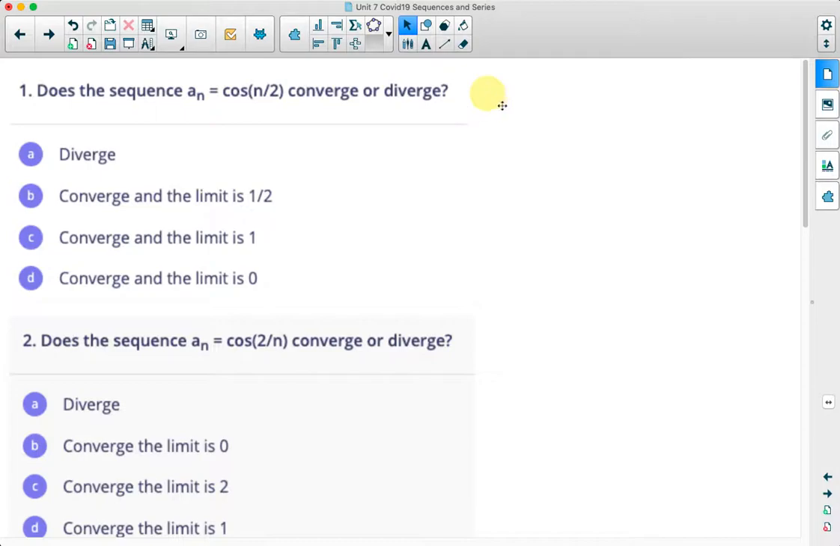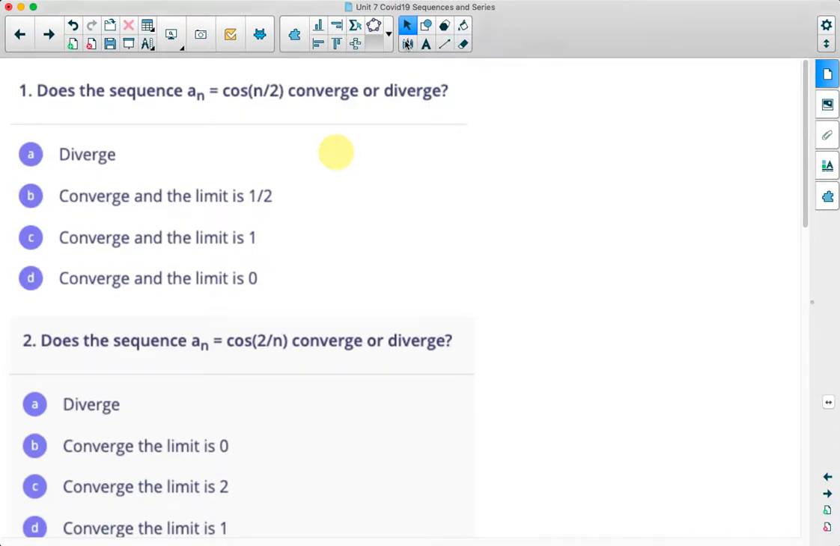And the question is, what about this sequence? a sub n is equal to the cosine of n over 2. Does it converge or diverge? And the question really is, what's going on here with n over 2? As n approaches infinity, because that's what we need to look at, the n over 2 for cosine, well, its argument is just getting larger and larger and larger.